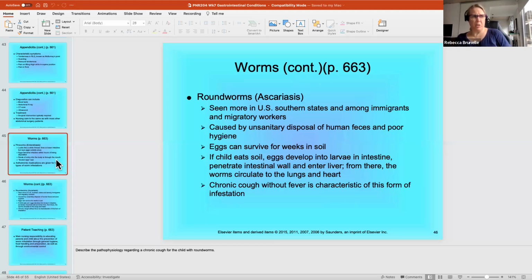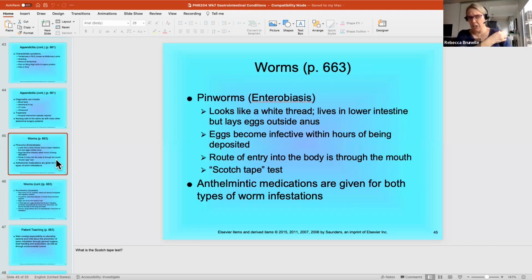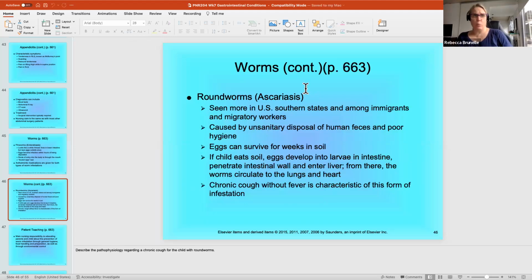So pinworms, they itch. So the kids that are really scratching their butt a lot, they could have pinworms, but they don't necessarily make you feel bad. But the roundworms, these make kids really, really sick. So this is not very common in the United States. It tends to be in areas where they don't have indoor plumbing. So this is going to be where they don't have good separation of their stool, their poop, from where the kids are playing. So the eggs can survive in the soil for weeks. So if the kids are digging in the soil, they can eat the egg larva and then get sick.